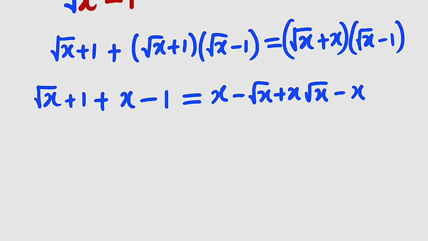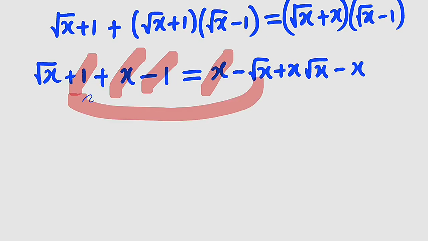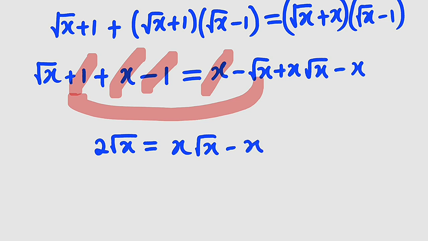So let's cancel something here. This will cancel this. And if you subtract x from both sides, this will cancel this. What else? We can bring this one backward, right? Negative square root of x. So we have another square root of x here. As this crosses over, it becomes positive. So you have 2 of them. 2 of square root of x. And the right hand side, we have what? X square root of x minus x.